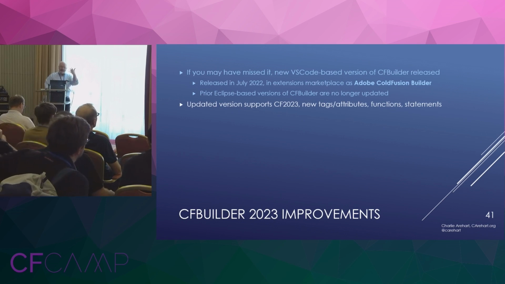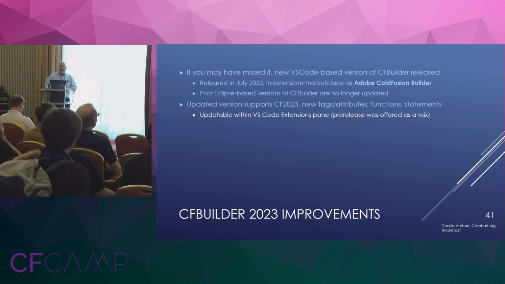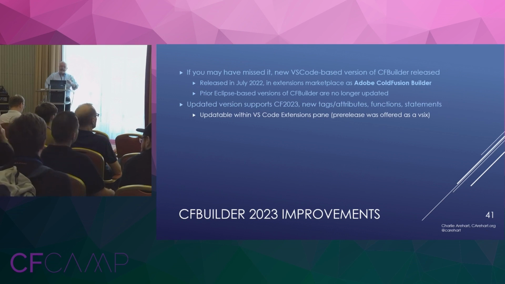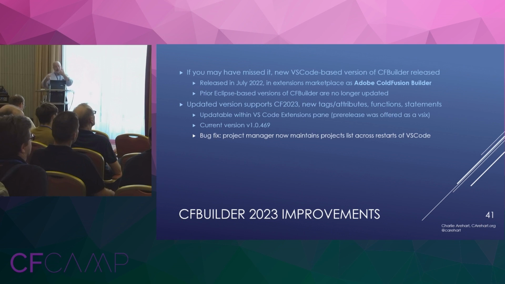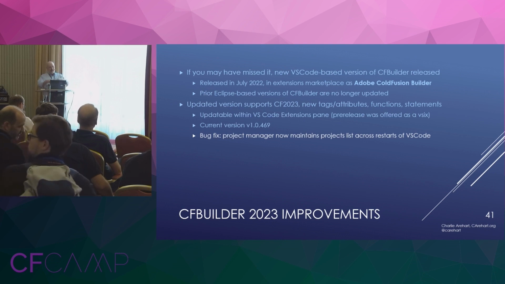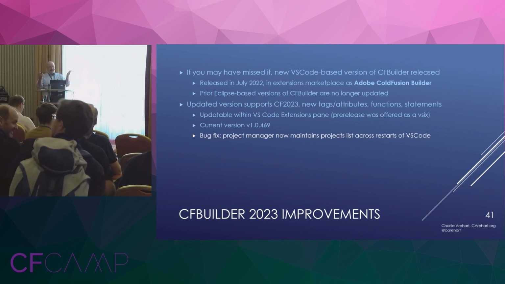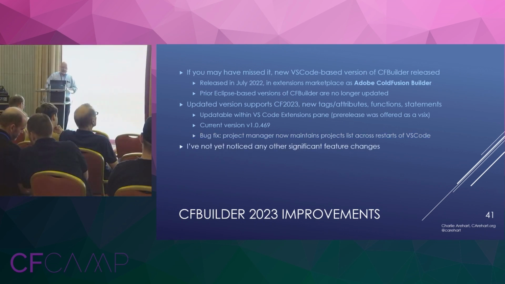And it's been updated to support 2023 with new tags and function statements and stuff like that. And it's updatable within the VS Code extensions pane. And the current version is that particular number if you're curious. And there's a bug fix about it if you'd used the old one. It came out last summer, and when you would set up projects and then close and reopen VS Code, the projects were gone in certain situations, and that's been fixed. I've not noticed any other significant changes about it.